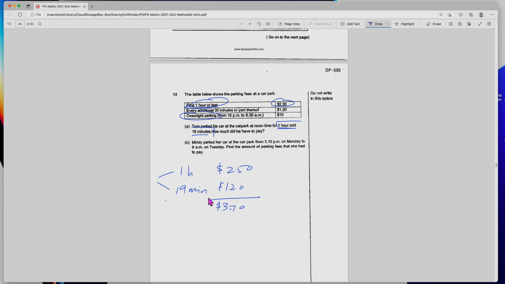Right? Okay, now Mindy parked her car at the car park from, so this is part B already. So part B, you just write down the timeline. So 5:10 p.m., right? On Monday to 9 a.m. Tuesday, right? Okay? So how do you run from 5:10 p.m. Monday to the Tuesday 9 a.m.?